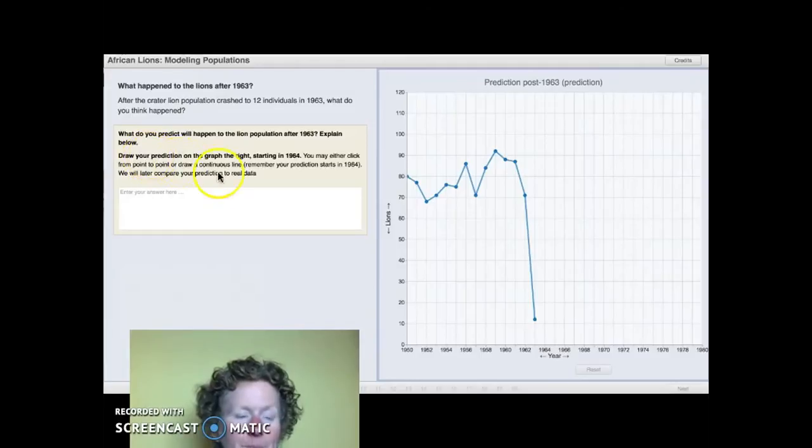Explain below. Draw your prediction on the graph to the right starting in 1964. You may either click from point to point. Remember, your prediction starts in 1964. We'll later compare it to real data. So I'm going to let you choose an answer for what you think is going to happen, but I'll give you a hint what's going on in the graph here.